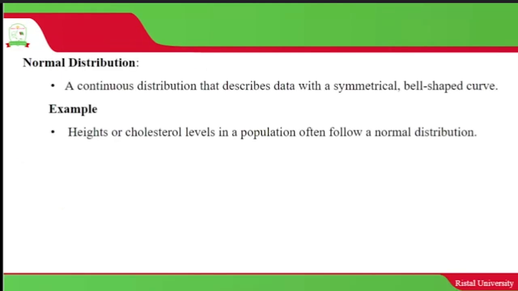So let's move on to the next distribution. We have the normal distribution, which is a continuous distribution that describes data with a symmetric bell-shaped curve. So it is the common distribution. I didn't include the figure, but you can always go and look out for the normal distribution. Usually it is used for continuous variables like height, cholesterol levels, and these variables in a population usually follow a normal distribution.